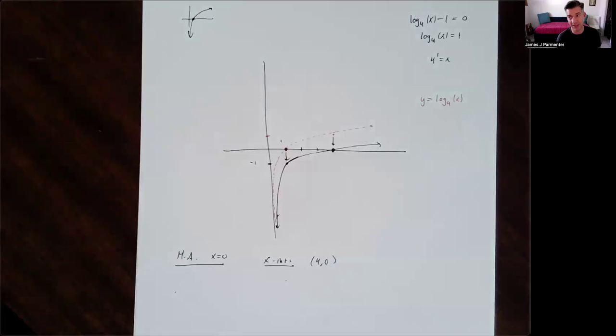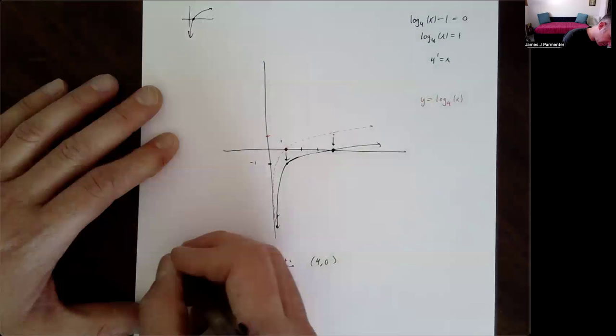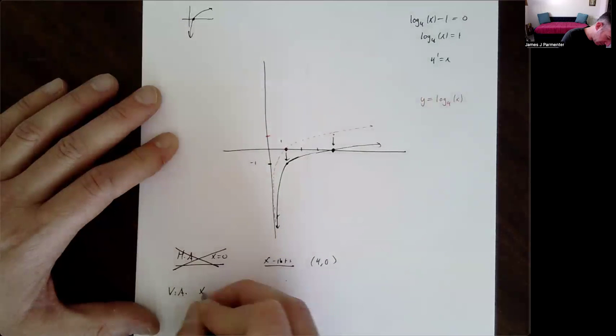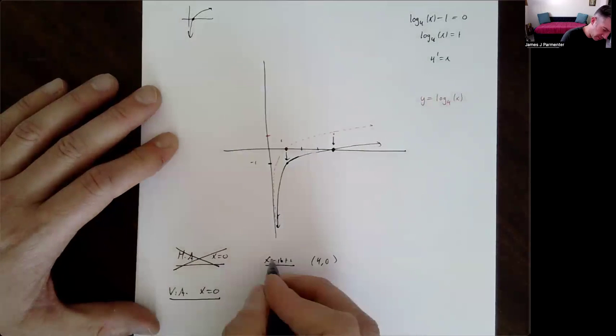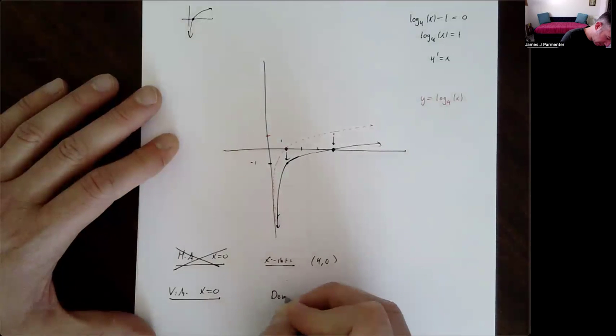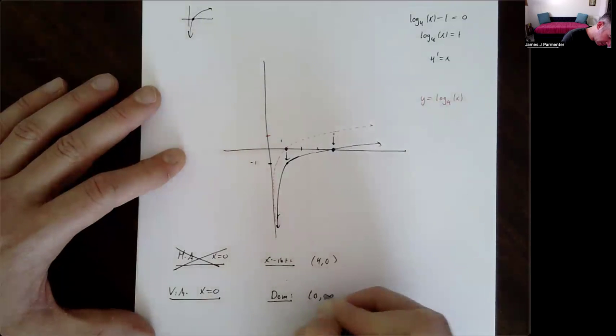Sorry, I said horizontal asymptote, but clearly we have a vertical asymptote. Sorry about that. Vertical asymptote of x equal to 0. X-intercept of 4 is 0. We also have a domain that is all positive numbers and a range that is all real numbers.